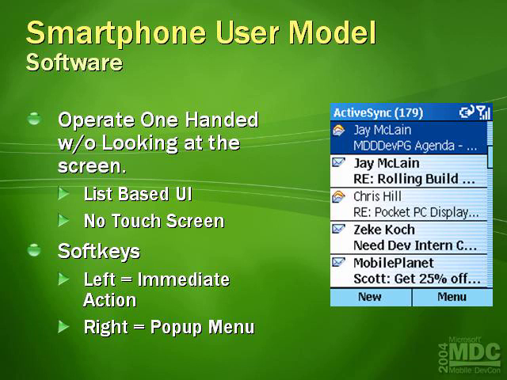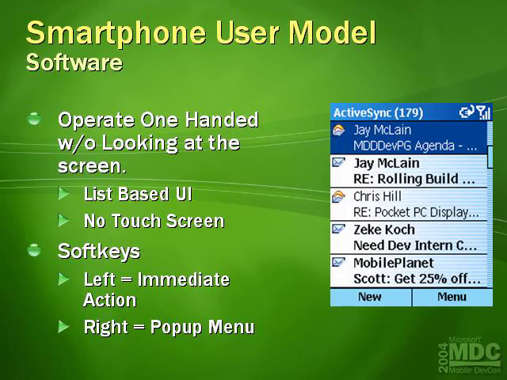Now, when we were creating the smartphone, we had an overarching principle that we used when making our decisions, and that was you need to be able to operate the device one-handed without looking at the screen. So this gave us a bunch of ideas, or we designed our UI around this. Most of our applications are list-based. It's much easier for the user to keep track of where they are in a list and navigate two-dimensionally. Another ramification of this is smartphone devices do not have touch screens. It takes two hands to operate a touch screen, one to hold the stylus and one to hold the device.